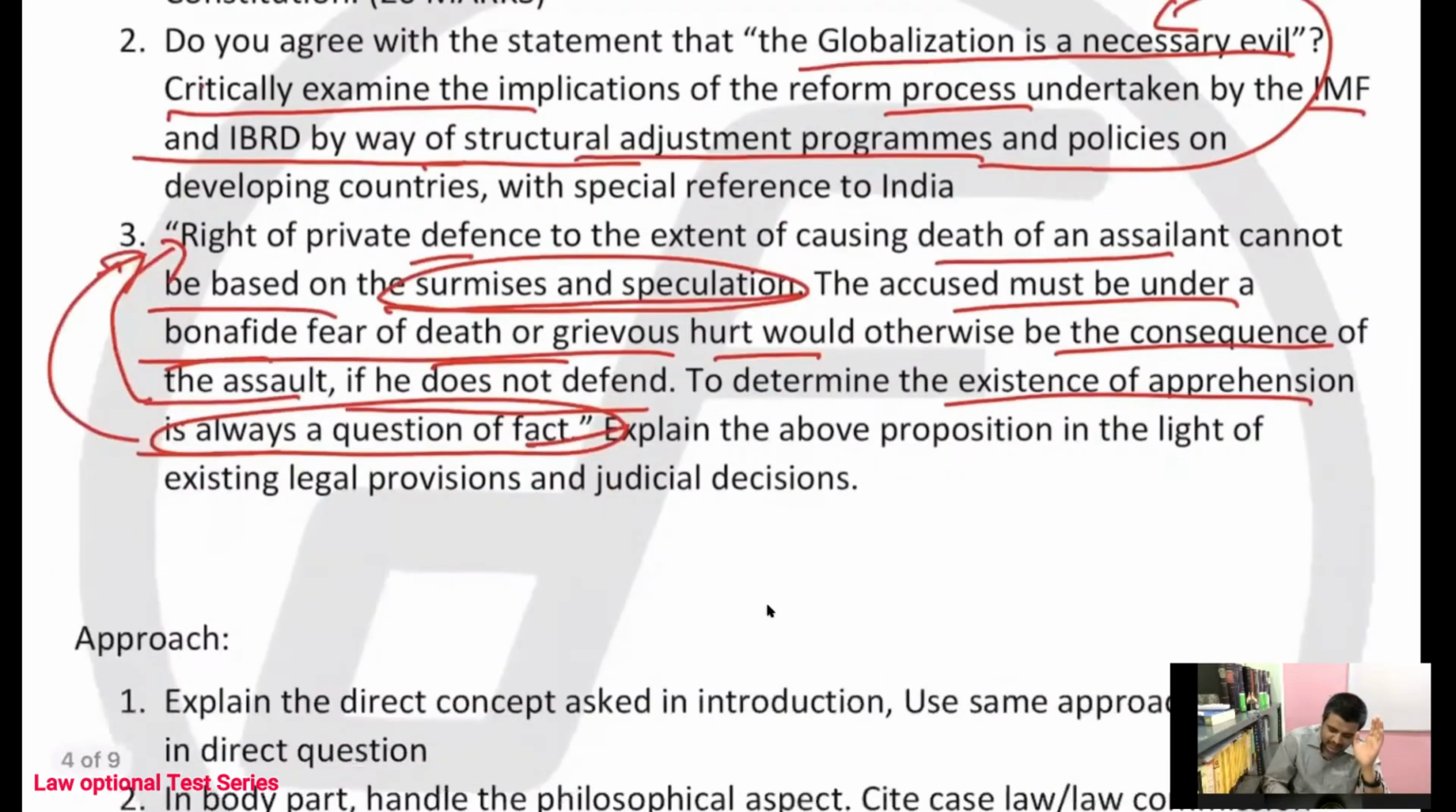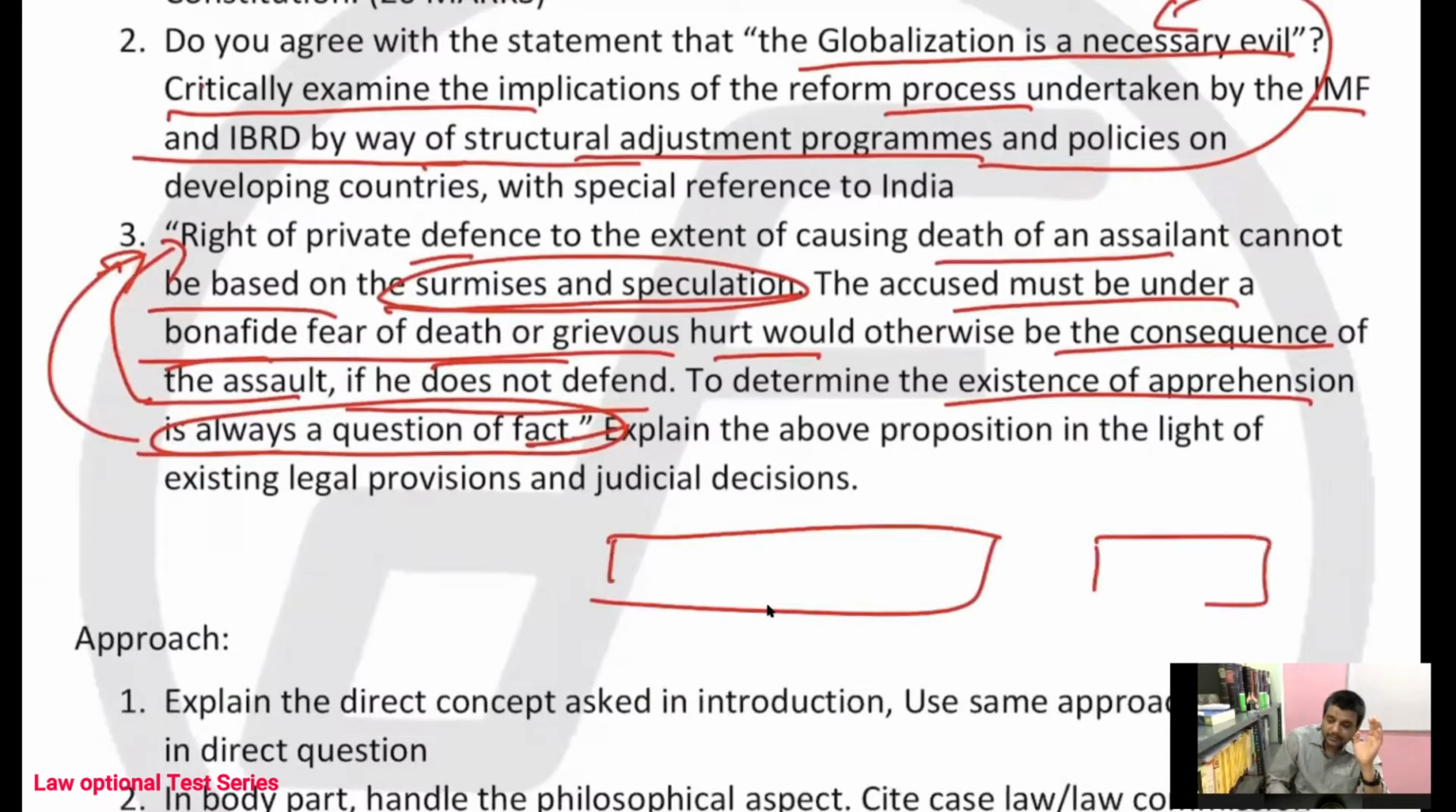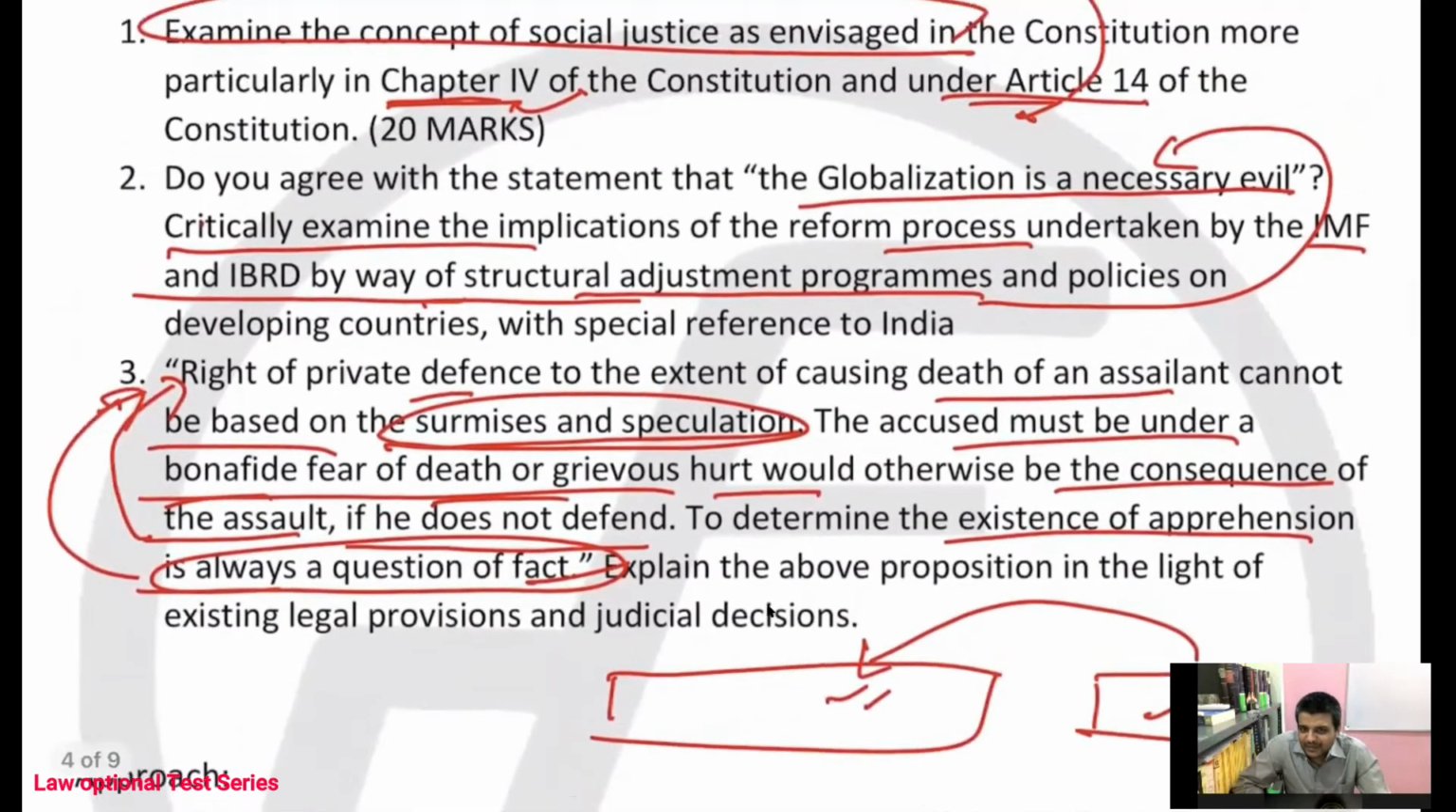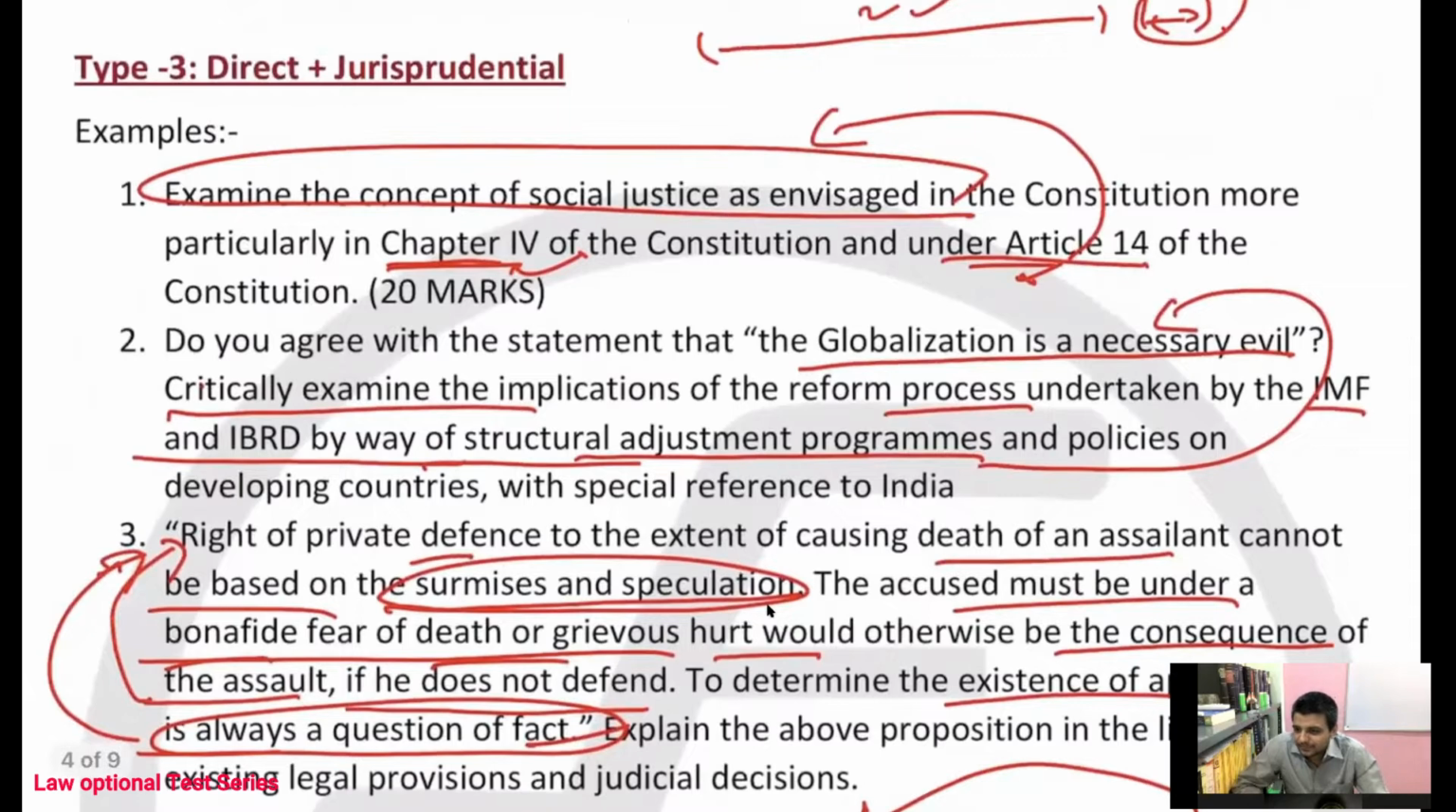So always the structure is this: there is a line and there is a concept, and based on that concept, the conclusion should be this. Did you understand this particular type of question? Yes. Okay.